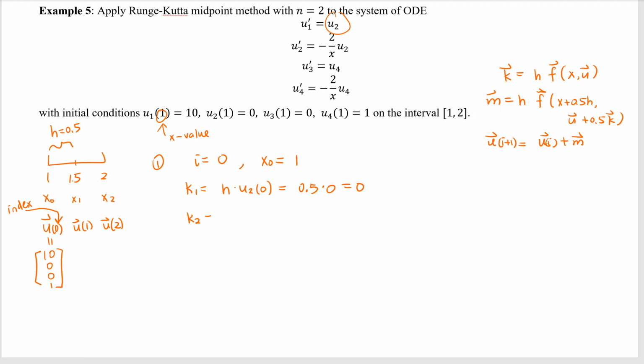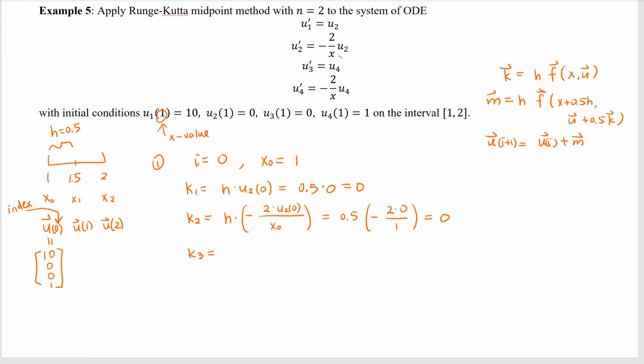Okay, and then K2 is H times, see? This is minus 2 times U2 of 0 over X0. H is 0.5 and then minus 2. Oh, U2 of 0 is also 0. And then X of 0 is 1. So this is also 0. Nice.